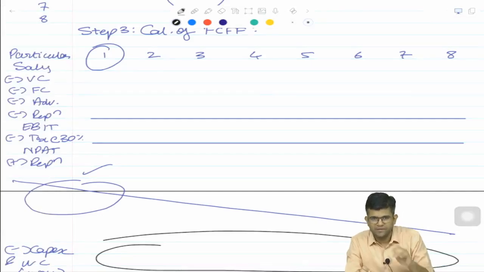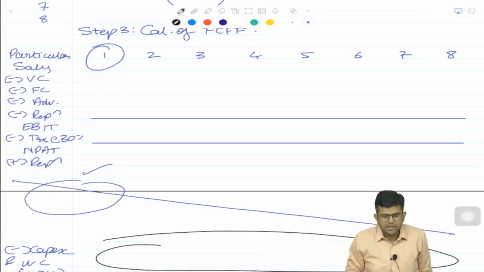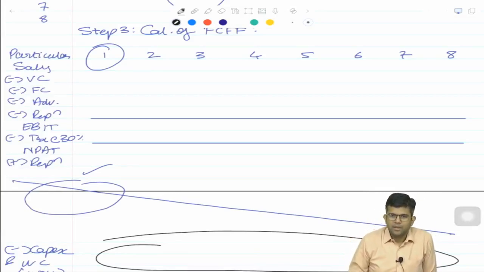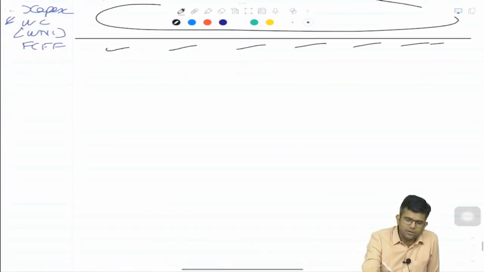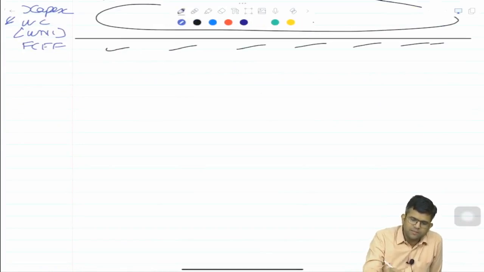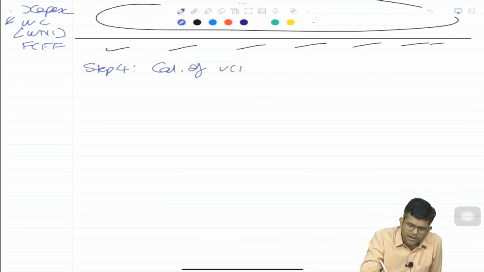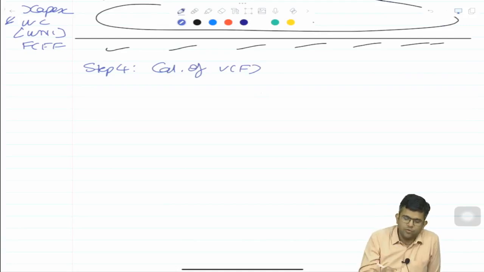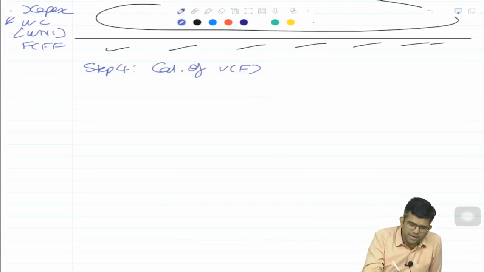Now what is left, do you realize, is the last step. What is the last step now? Present value calculations, correct? Present value calculations. Now see, write down with me. Step 4. Calculation of V bracket F. Here FCFF, DF at the rate 13%, present value.